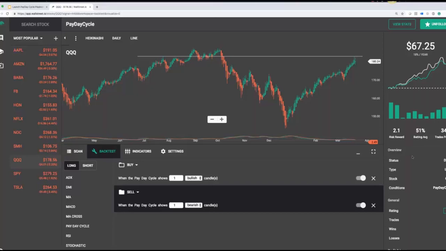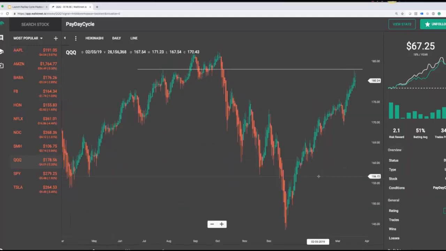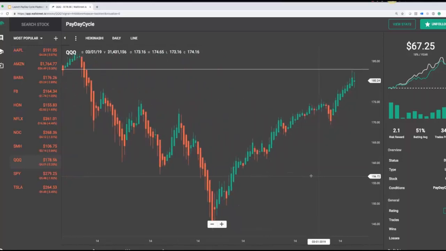It's a very active strategy. Okay, 2.1 risk reward is really good. That means on average you'll make about $210 for every $100 of risk. So the Qs have really great payday cycles, as you can see just by looking at the chart. Visually, you can kind of see what I mean.